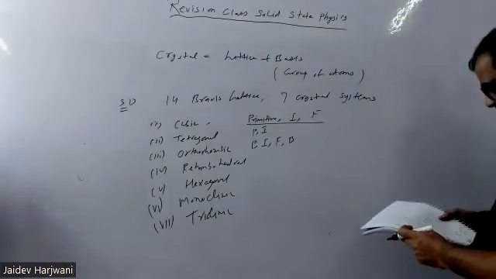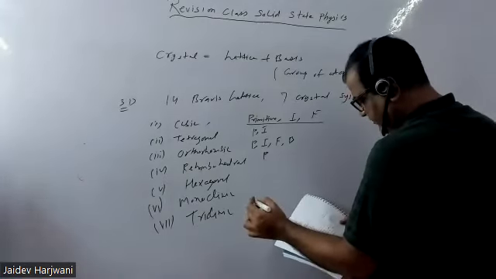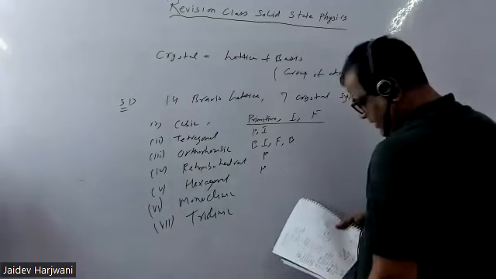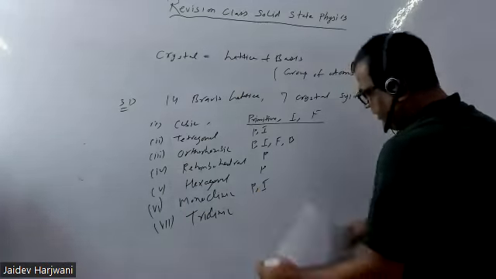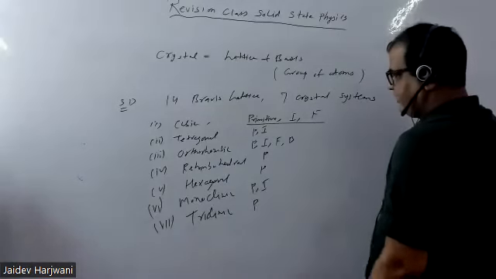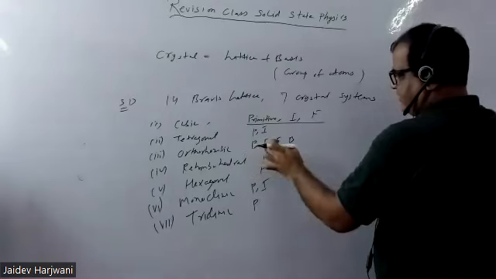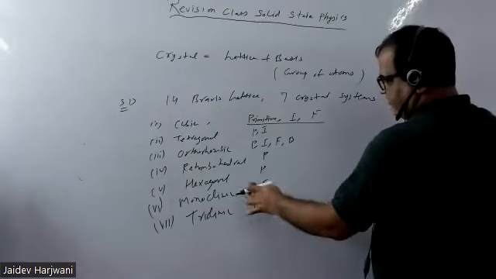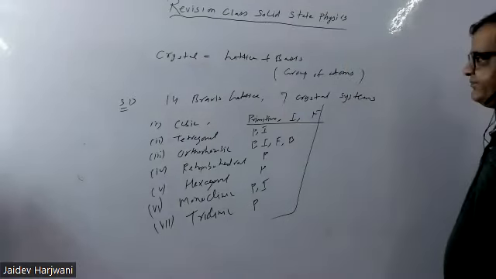In rhombohedral you have only the primitive type. In hexagonal you have only the primitive type. In monoclinic you have primitive as well as base centered, and in triclinic you have only the primitive type. So total 1, 2, 3, 4, 5, 6, 7, 8, 9, 10, 11, 12, 13, 14. We have 14 types of Bravais lattices.